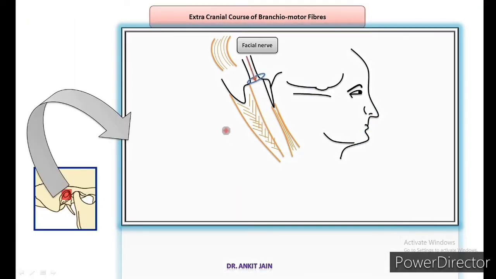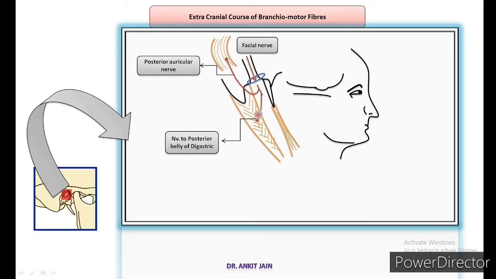Now, I am talking about the extracranial course of these fibers. Below the stylomastoid foramen, motor fibers give three branches. First is the posterior auricular nerve, which supplies the occipital belly of the occipitofrontalis muscle. Second is the nerve to the posterior belly of digastric, and last is the nerve to stylohyoid muscle.